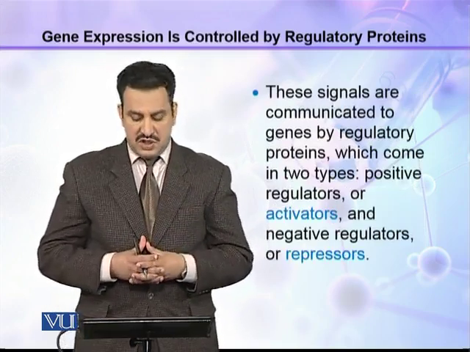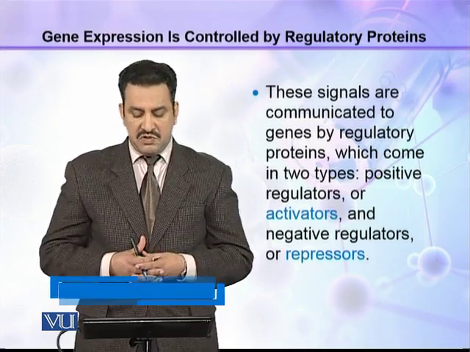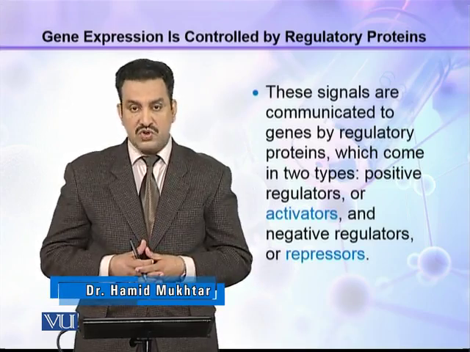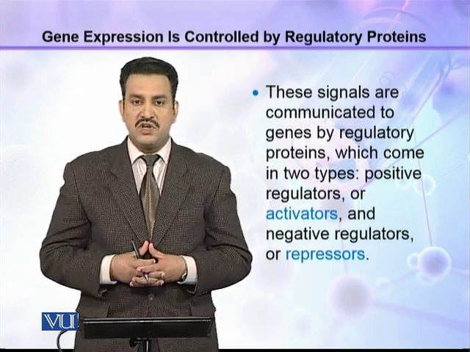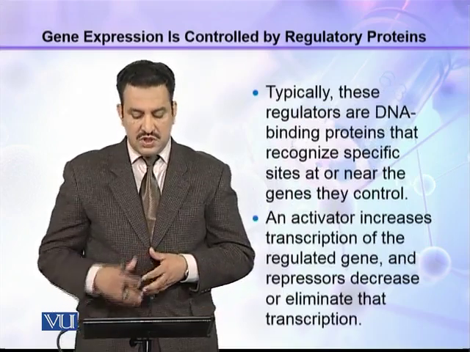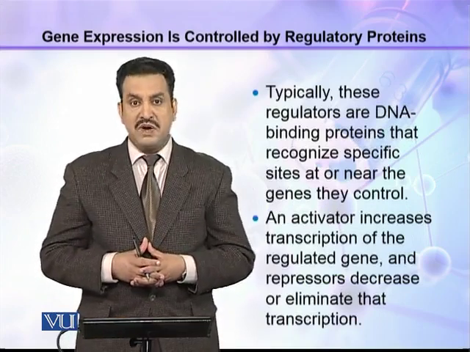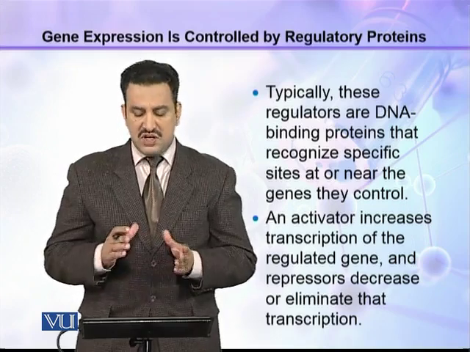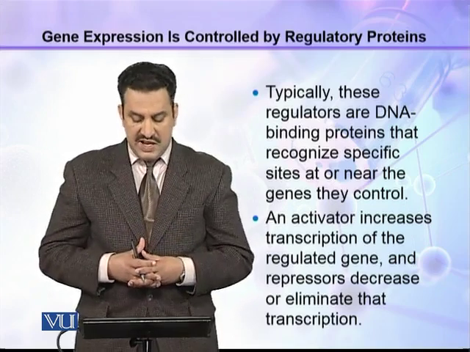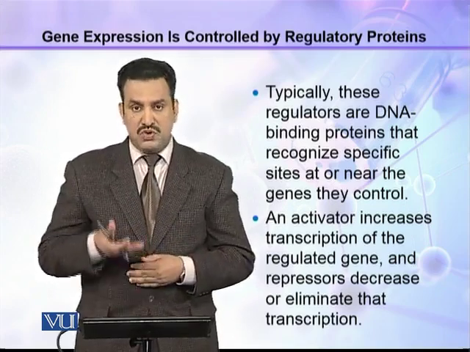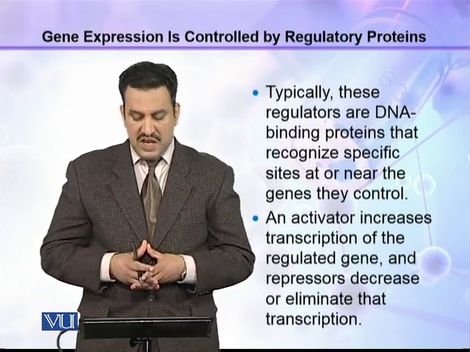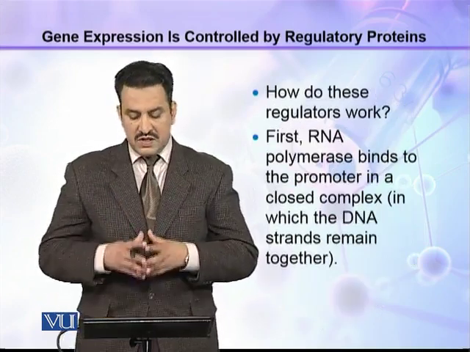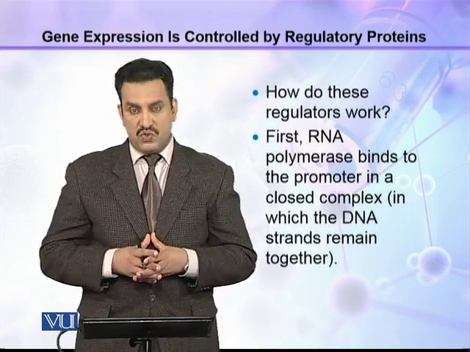These signals are communicated to the genes by regulatory proteins which come in two types: positive regulators or activators and negative regulators or repressors. Typically, these regulators are DNA binding proteins that recognize specific sites at or near the genes they control. An activator increases transcription of the regulated gene and a repressor decreases or eliminates that transcription. How do these regulators work?